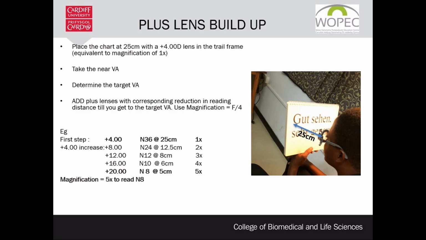The first thing you do is to take the client VA at 25 centimeters, which is a unit magnification, and therefore you will need a +4 lens in the trial frame. Determine the target VA as we showed in the previous example, and from that point you can build up the plus lenses with corresponding adjustment in the distance of the chart from the patient. You continue to build up till you get to our target VA, which is N8. At this point, we would have added +20 diopters and have a magnification of 5 times. The practitioner will need to find out which of the procedures works best for him or her.